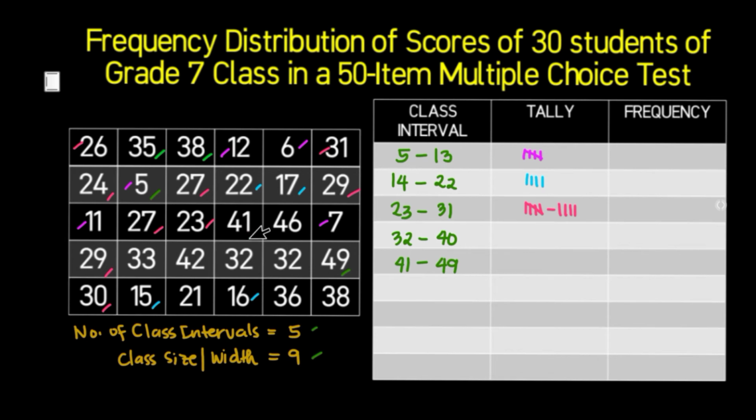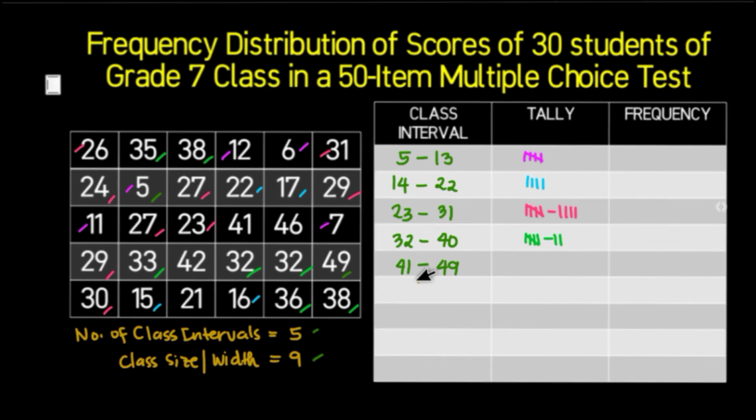Third row, wala. Fourth row, 33, 32, 32. Fifth row is 36 and 38. Pabilangin natin: 1, 2, 3, 4, 5, 6, 7. So, 1, 2, 3, 4, 5, 6, 7.